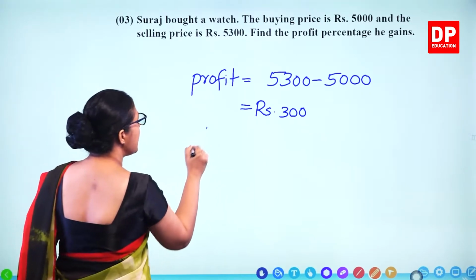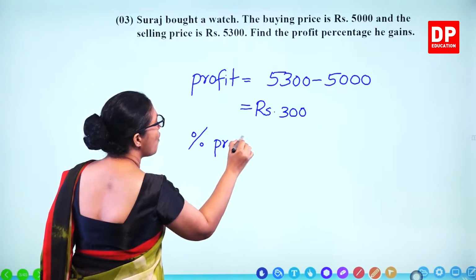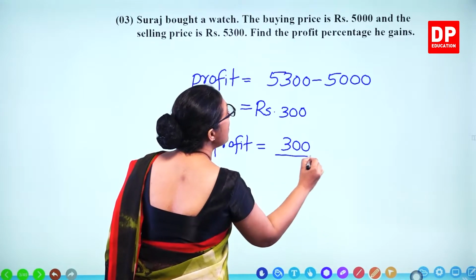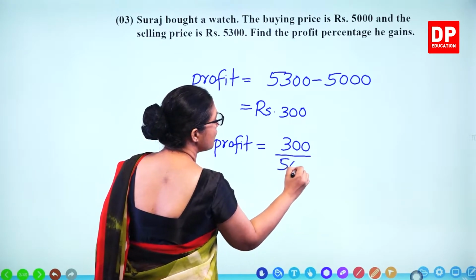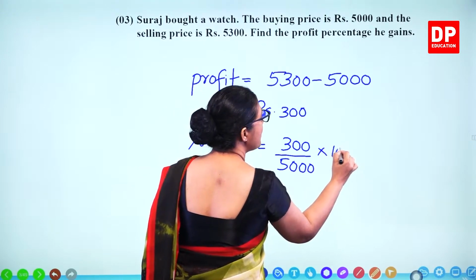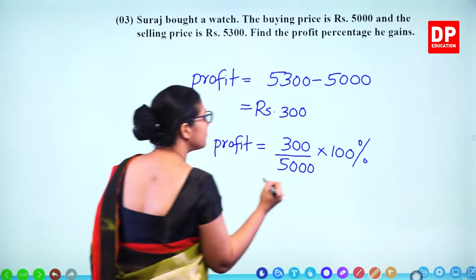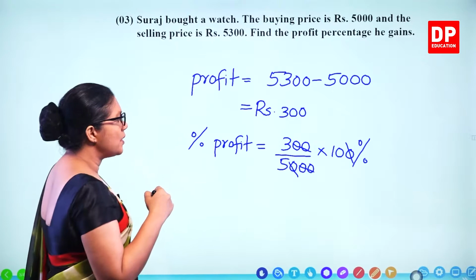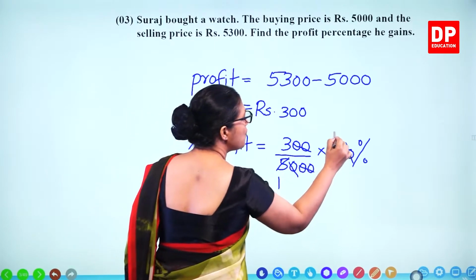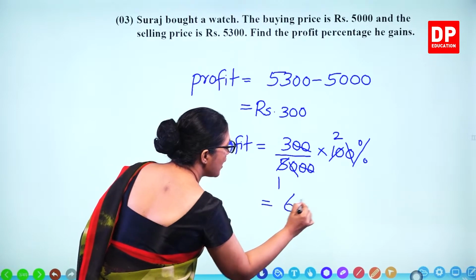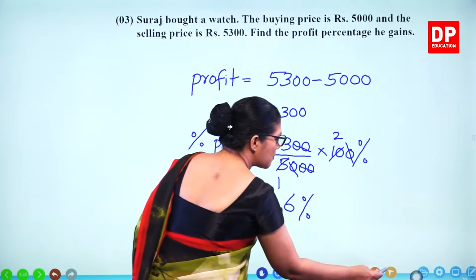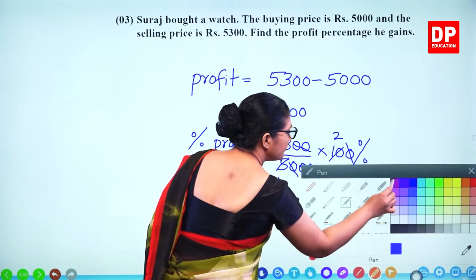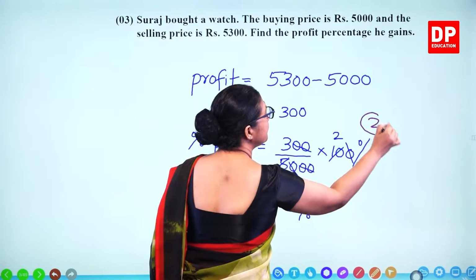So, what's the percentage profit? Percentage profit, we take the profit divided by the buying price, that's 300 over 5,000 into 100%. 2 zeros get cancelled out. This 1 0 get cancelled out with this. 5 times 1, 5 times 2. 3 times 2, you get 6%. So 6% is the profit percentage. So you get 2 marks for that.